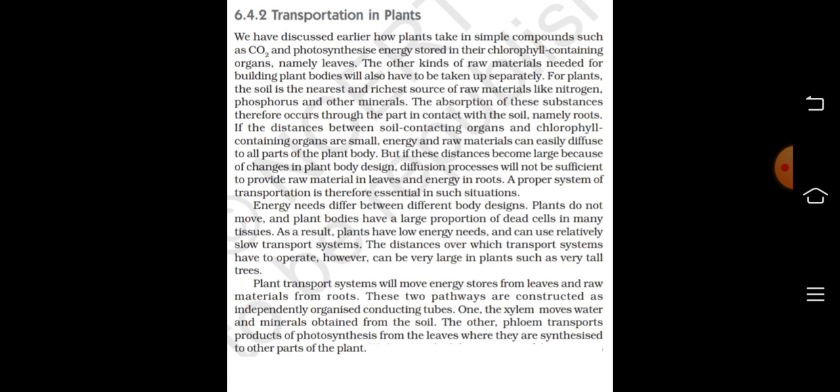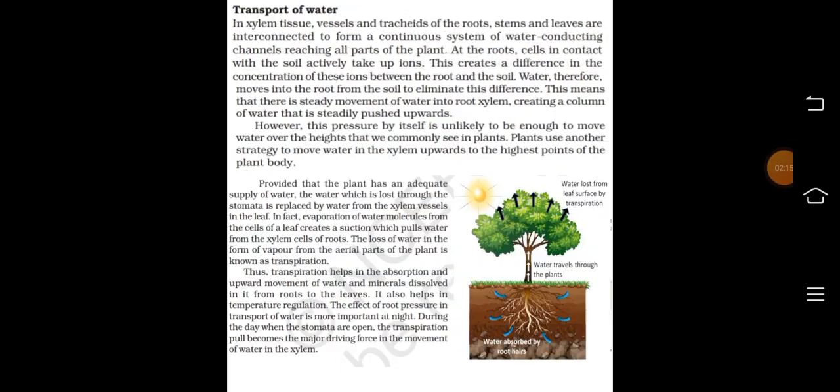These two pathways are constructed as independently organized conducting tubes. One, the xylem, moves water and minerals obtained from the soil. The other, phloem, transports products of photosynthesis from the leaves where they are synthesized to other parts of the plant. In xylem tissue, vessels and tracheids of the roots, stems, and leaves are interconnected to form a continuous system of water conducting channels reaching all parts of the plant.